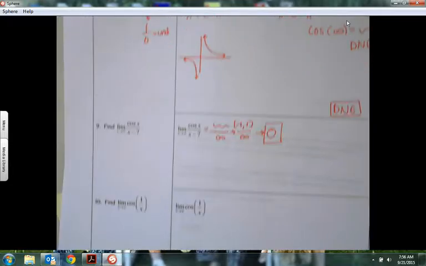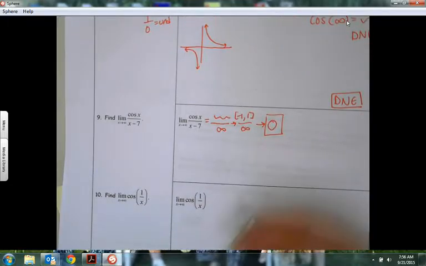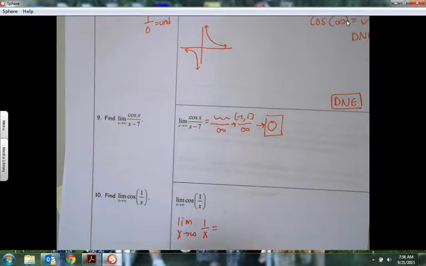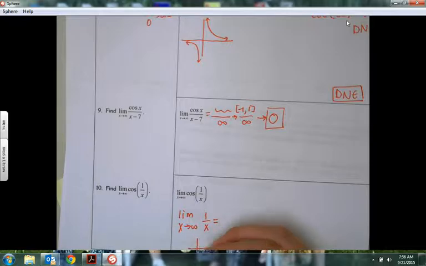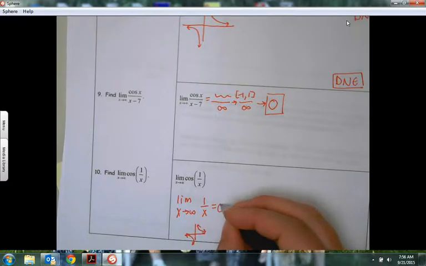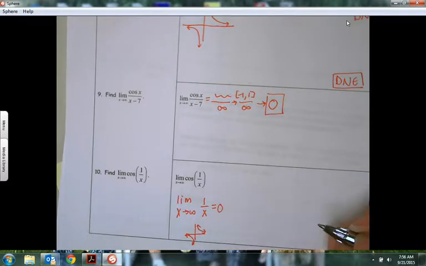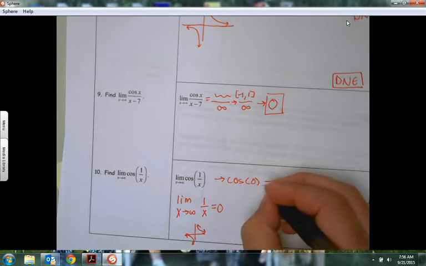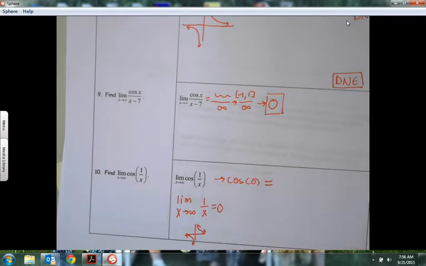Now let's look at number 10. Let's just look at the inside again, how we were doing, the limit as x approaches infinity of just 1 over x. Well, now again, as I go to infinity, I'm going to sketch your little guy. As I go to infinity, this guy is 0. So what is the cosine of 0? 1. So that is our answer.